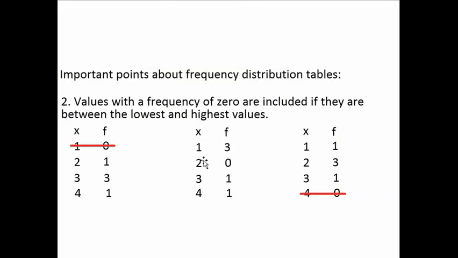The reason why is because you don't want the x column to skip over numbers. You don't want the x column to go 1, 3, 4, because it makes the table harder to read when it's skipping over numbers.